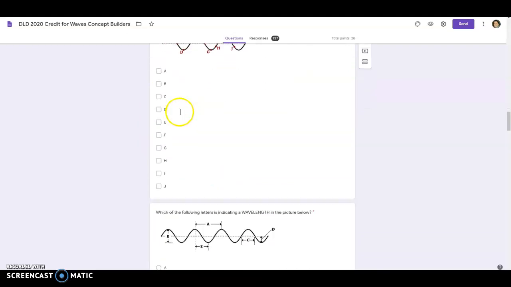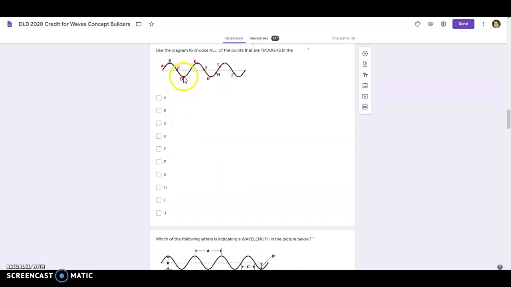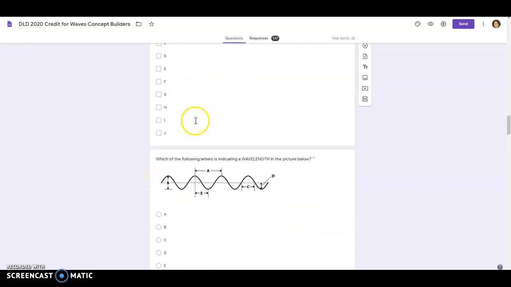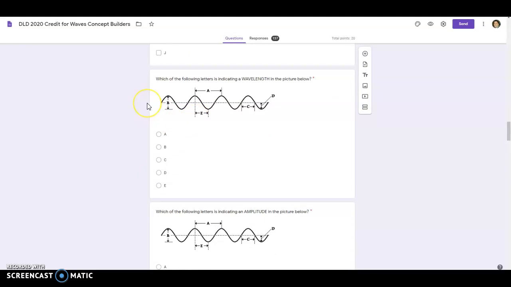All the points that are troughs, that's going to be the bottom part of the wave, the very lowest point, choice D and choice G. So that's going to be checkbox D, checkbox G, the lowest point of the wave. This is just definition of wavelength from crest to crest. Most students got that right. That's choice A.